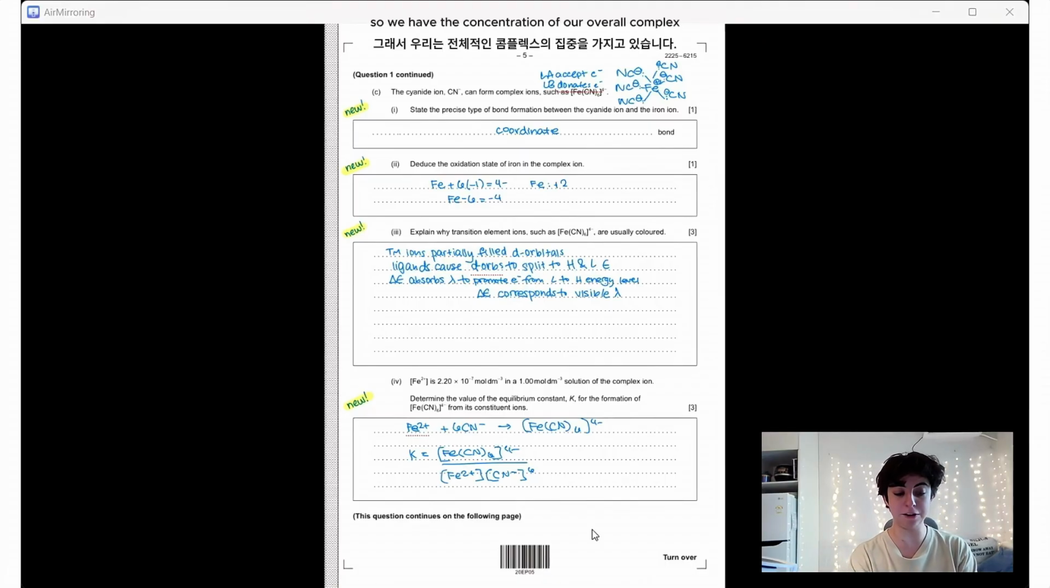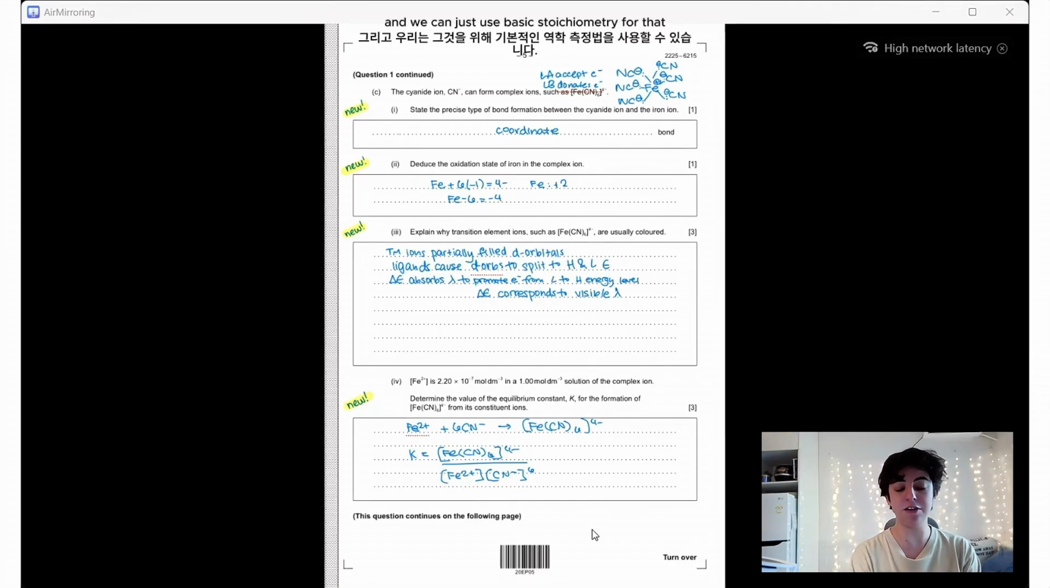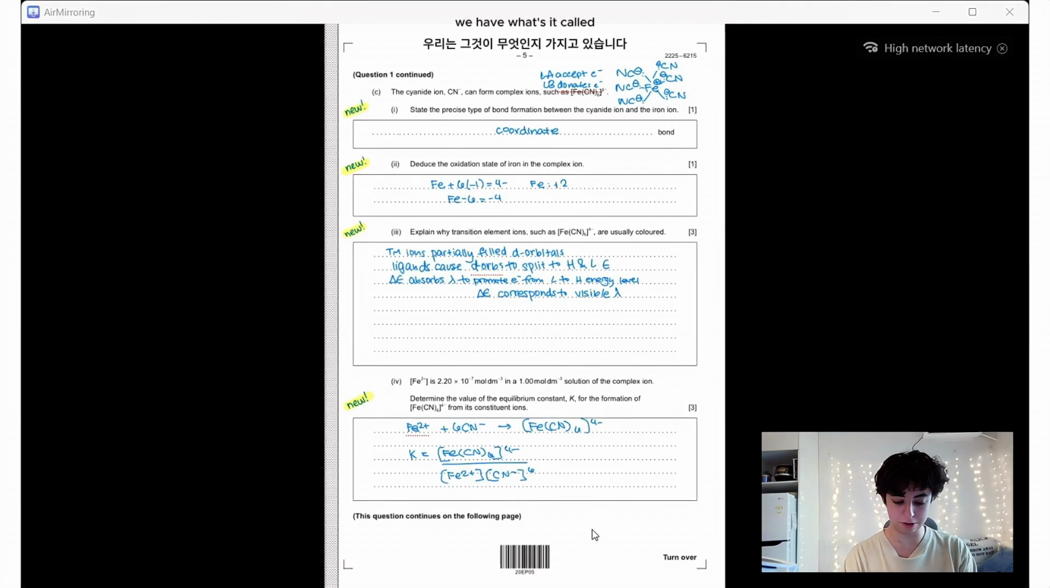Okay, and so we have the concentration of our overall complex. We have the concentration of Fe2+, but we do need to solve for the concentration of cyanide, and we can just use basic stoichiometry for that from our equation. For Fe2+ we have our concentration, and since they're in a ratio of 1 to 6, you're just going to multiply by 6. So the concentration of CN- is just going to be equal to that.